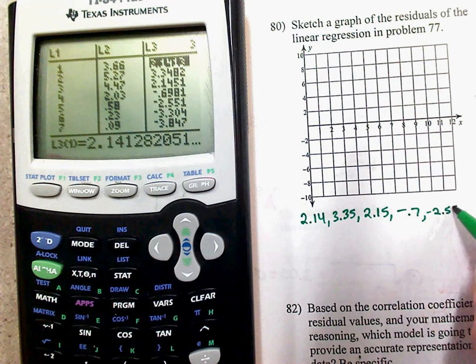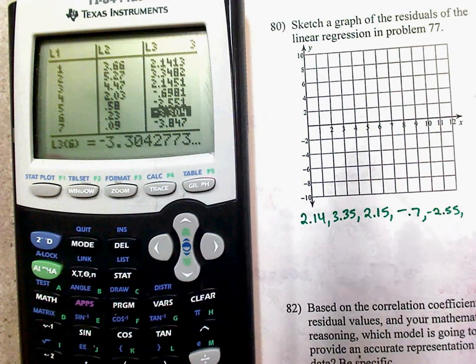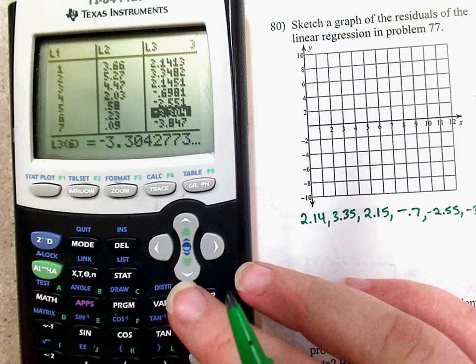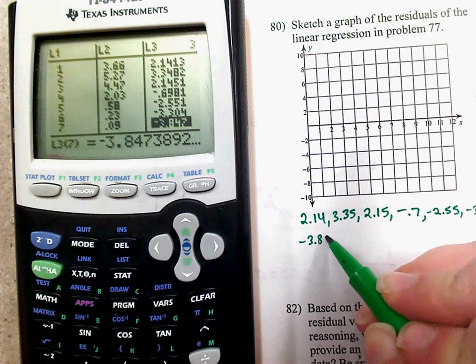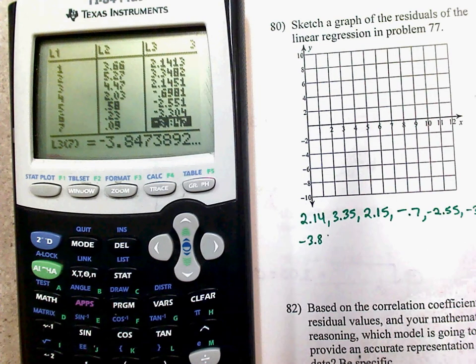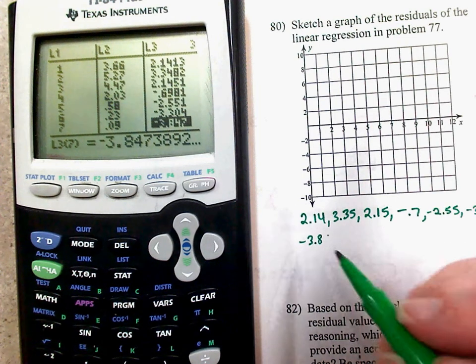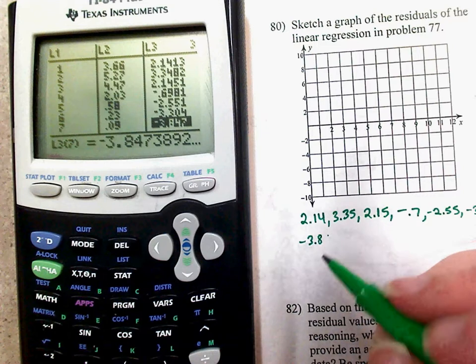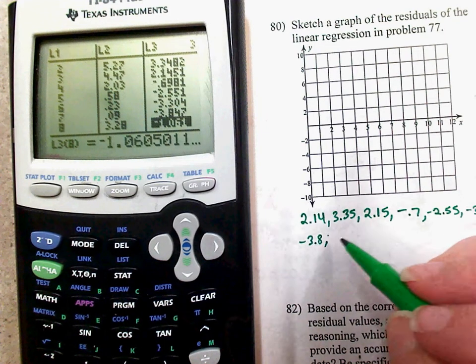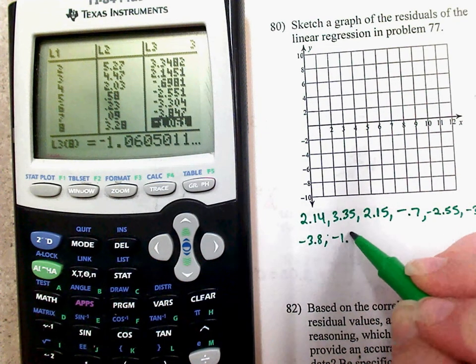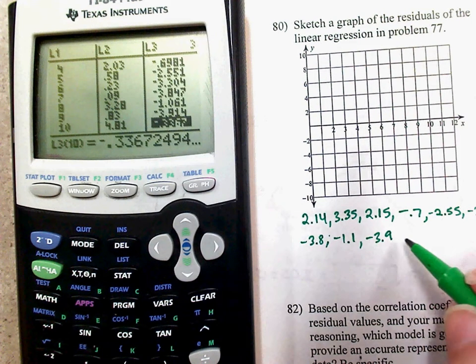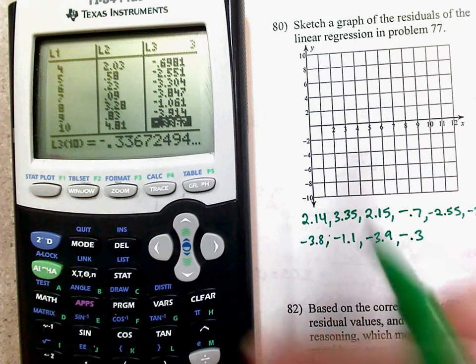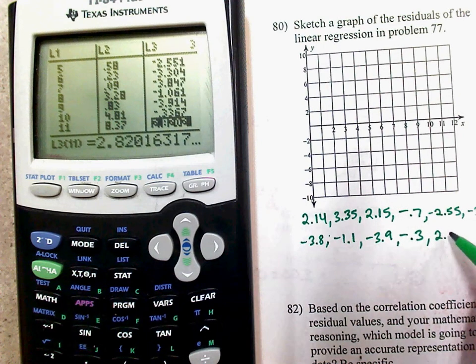I don't. Sorry. 3.8. I don't know why I'm doing 2 decimals. I'm not going to be able to see 2 decimals. I'm just going to start doing 1. Negative 1.1. Bye. Negative 3.9. Negative 0.3. 2.8. 5.3. And that's it. Bye.